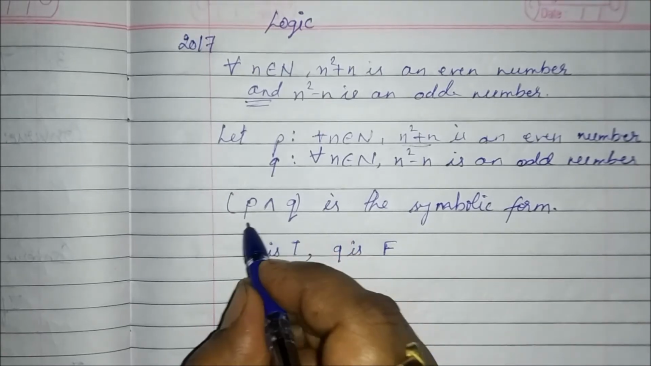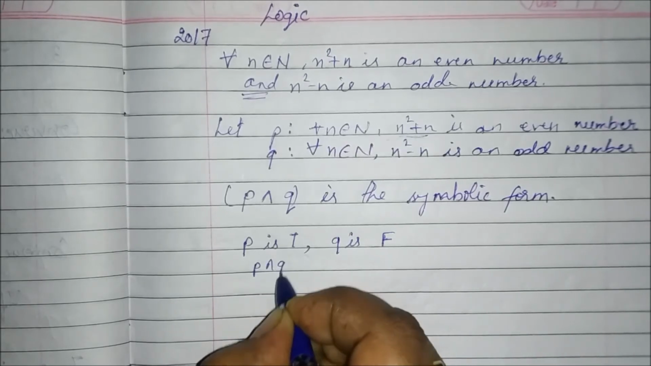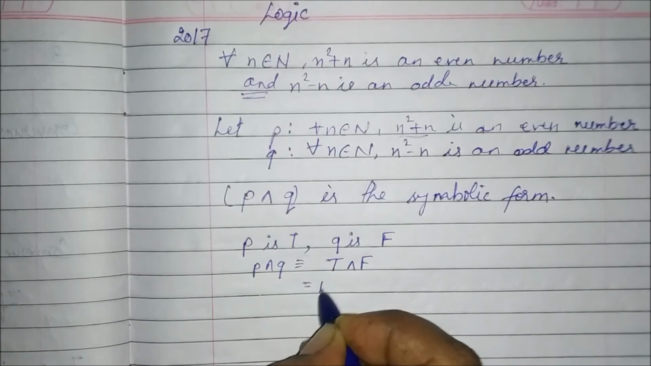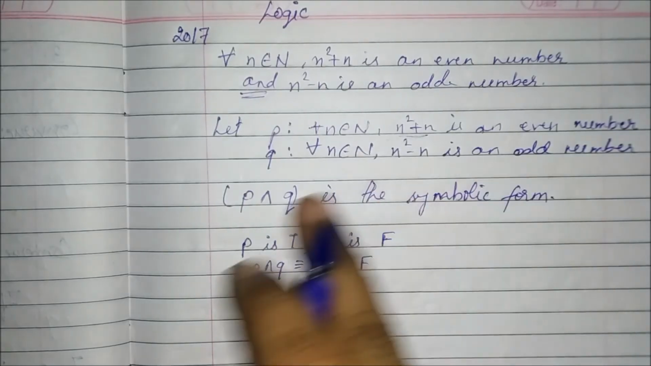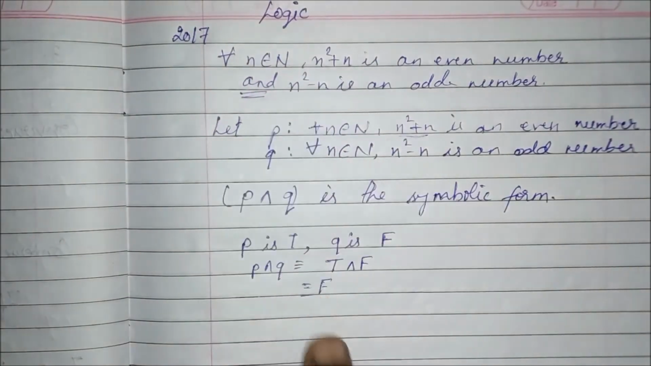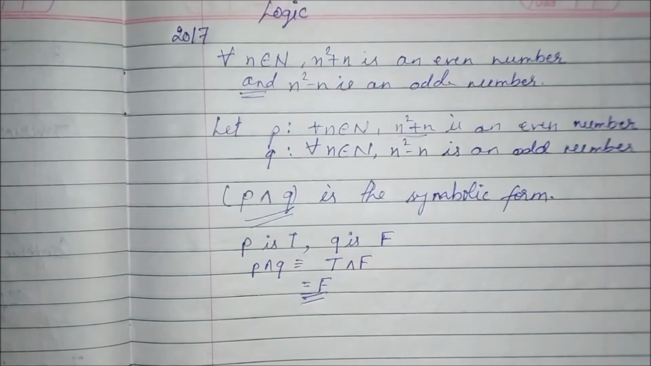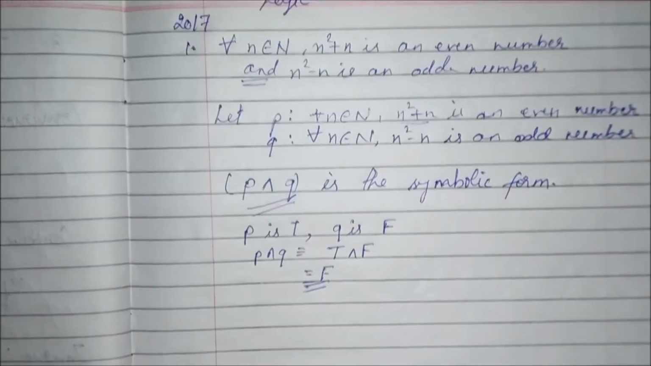So according to the symbolic form P and Q, we have true and false. That is false. Okay. So the truth value of this statement is false. This is our answer. Okay. This is the first question. Now we come to second question.